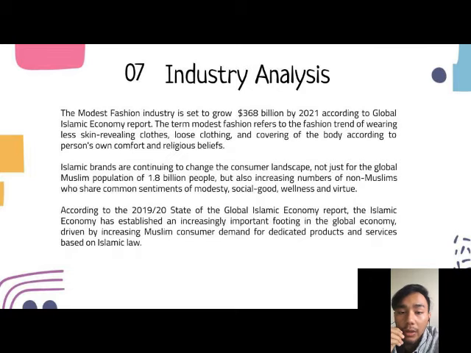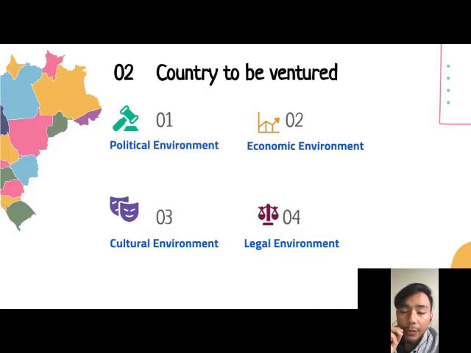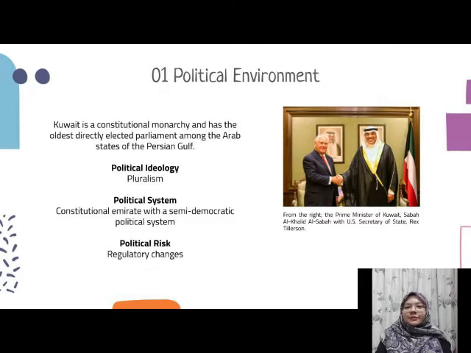According to the 2019 and 2020 State of the Global Islamic Economy report, the Islamic economy has established an increasingly important footing in the global economy, driven by increasing Muslim consumer demand for dedicated products and services based on Islamic values and law. Now, let's move on to the next part, which is country to be ventured. That will include the political environment, economic environment, cultural environment, and legal environment. Let's start with the first environment, which is political environment.